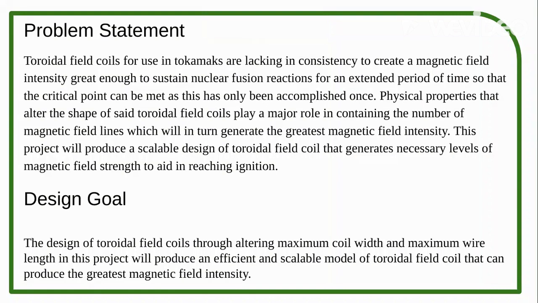The problem that my project is solving is that tokamaks are lacking in consistency to create a magnetic field intensity great enough to sustain nuclear fusion reactions for an extended period of time so that the critical point can be met. And the design goal that my project is focusing on is to create toroidal field coils through altering maximum coil width and maximum wire length to produce an efficient and scalable model so that the greatest magnetic field intensity can be met.